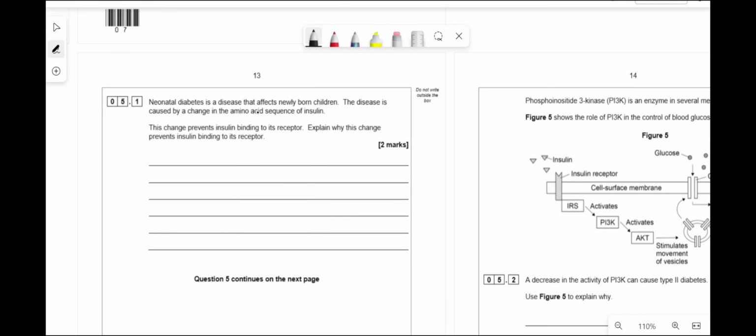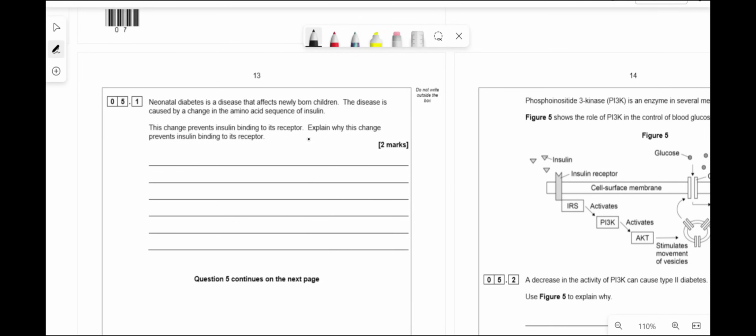Neonatal diabetes is a disease that affects newly born children. This disease is caused by a change in the amino acid sequence of insulin. This change prevents insulin from binding to its receptor. Explain why this change prevents insulin binding to its receptor. So insulin is a hormone, and hormones are proteins. So if it's a protein and you're changing the amino acid sequence, you're changing the primary structure, the secondary structure, the tertiary structure. Because you're changing its tertiary structure, it has different hydrogen and ionic bonds, so therefore it has a different 3D shape, and it's no longer complementary to the insulin receptor.